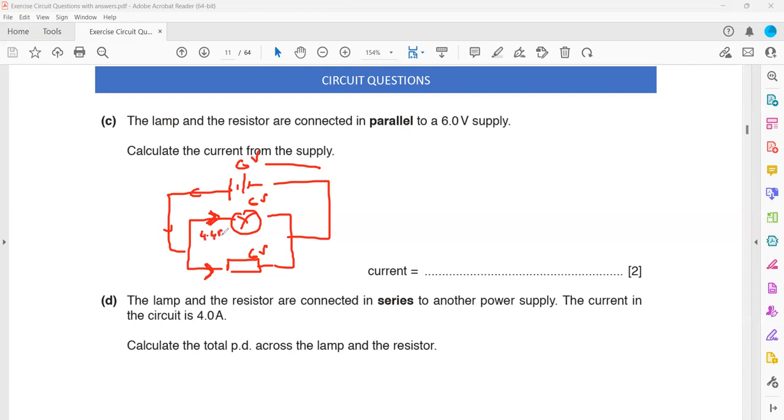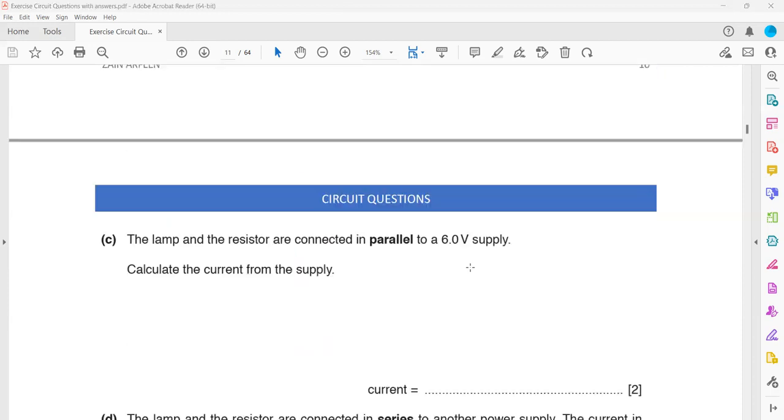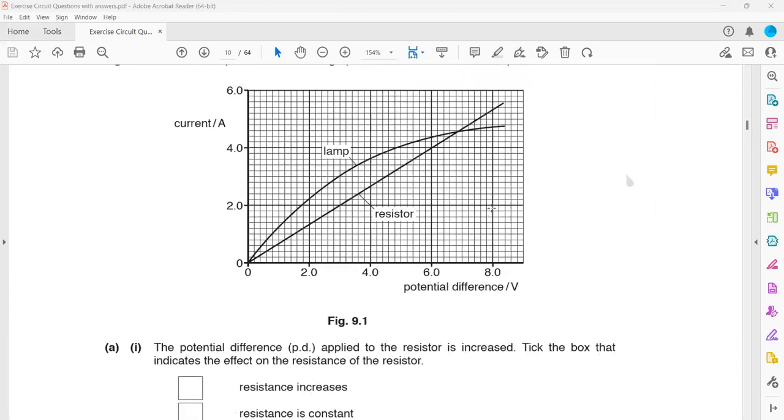We already know that there was a 4.4 ampere current in the filament lamp. Using the graph, we'll find how much current is in the resistor, and then we sum to work out the total current from the battery. So using the graph, we already know that when the voltage is 6, because they are connected in parallel, they will have the same voltage. So when voltage was 6, the current in the filament was 4.4.